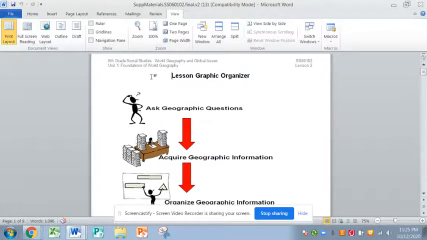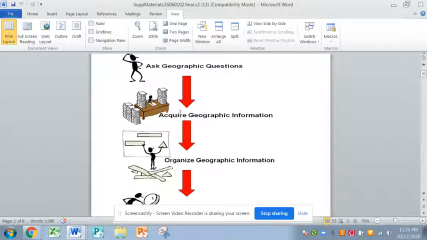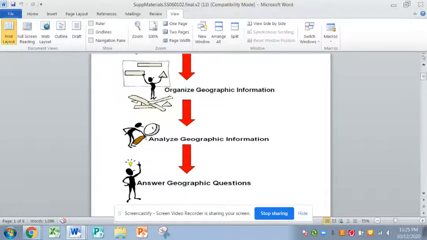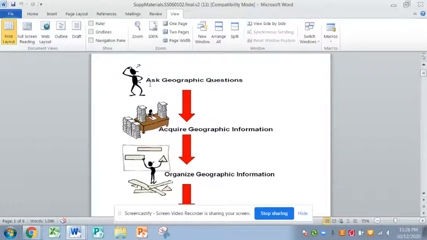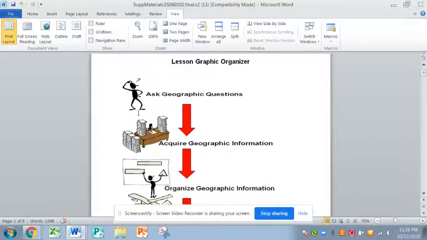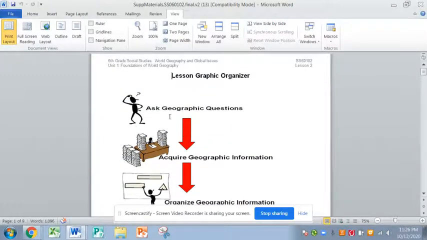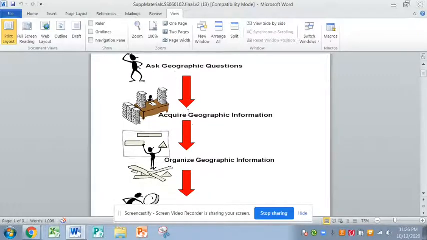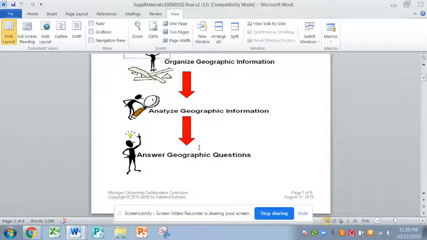And the steps for geographic inquiry are: we ask geographic questions, we acquire or gather geographic information, we then organize the information that we've gathered, we analyze it or make sense of it, and we answer the question that we asked in the first step. Now, I'm not 100% concerned with you drawing the pictures. If it helps you remember, great, but all I really want you to do for your study guide is copy the 5 steps and the arrows leading down so you know what step is first, second, third, fourth, and last.